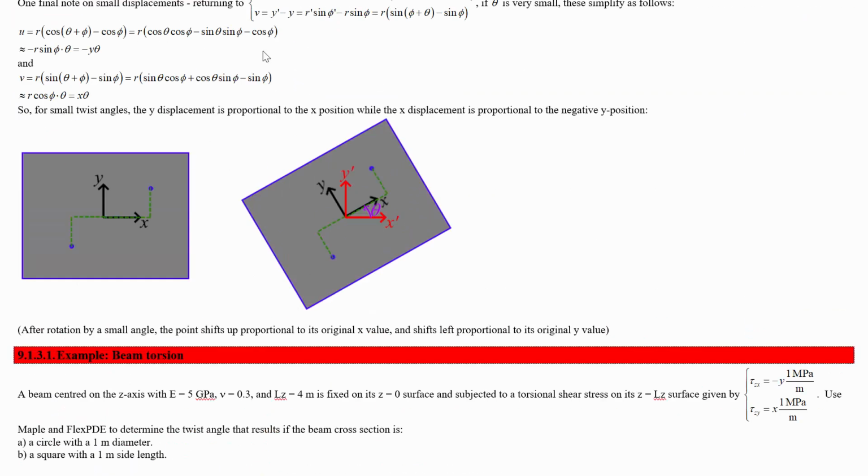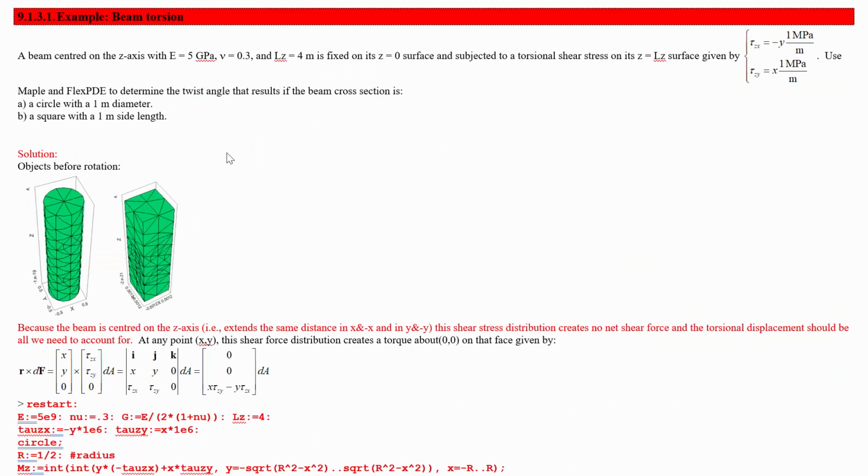So now that we've got all this theory worked out, we can try to do some work in Maple and FlexPDE and see if we can get them to agree or see where they disagree. So a beam is centered on the z-axis, meaning z is going to go along through the center of the cross-section with this Young's modulus, 5 gigapascals, this Poisson's ratio, and this total length in z. It's also fixed on its z equals 0 surface and is subjected to a torsional shear stress on its z equals Lz surface that's given by this formula.